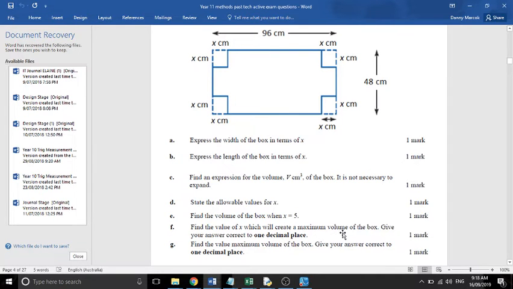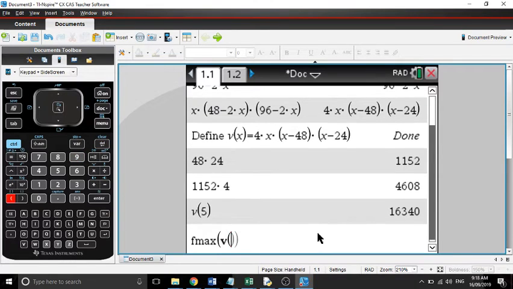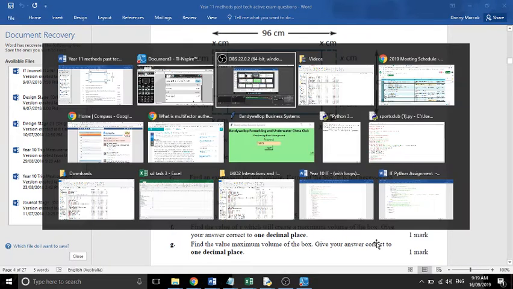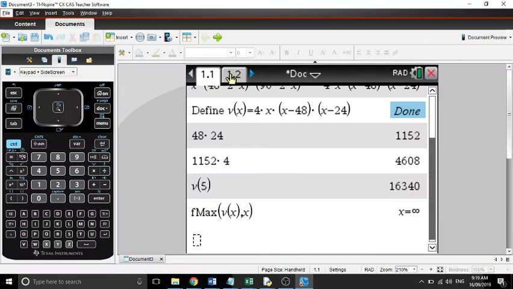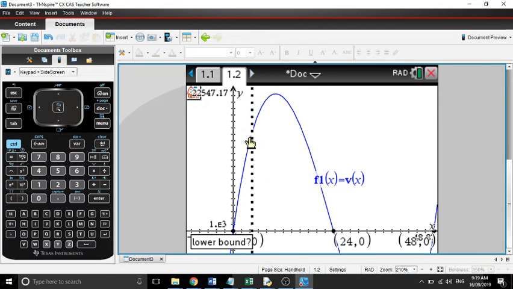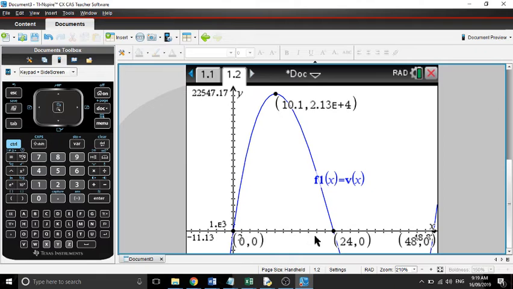Find the value of x which creates a maximum value for the box. Give it to one decimal place. So f max, we saw this earlier, f max of V of x with respect to x, infinite. Oh, that's right, because it's not over a specified domain. Okay, let's just do it on CAS. We're going to find where the maximum is. Menu, analyze, maximum between here and here, 10.1. So it happens at 10.1.